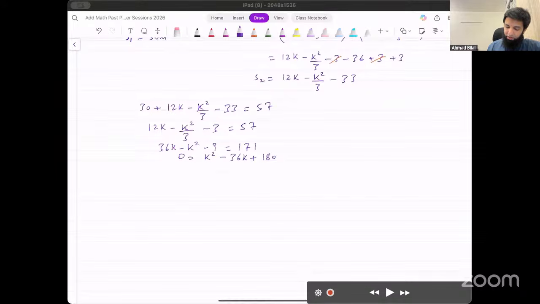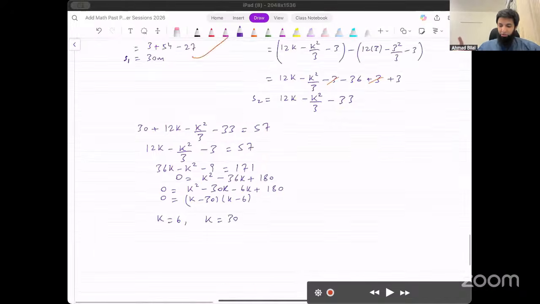Adding, we should be getting 180. 30 times 6 will work, right? Yeah, 30 and 6 will work. k squared minus 30k minus 6k plus 180. We get two factors from this, k minus 30 and k minus 6. So k is either equal to 6 or k is equal to 30.